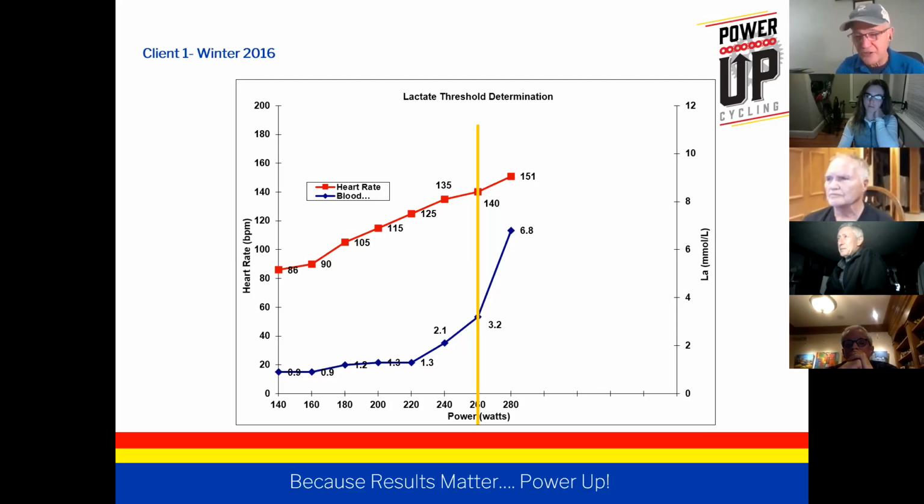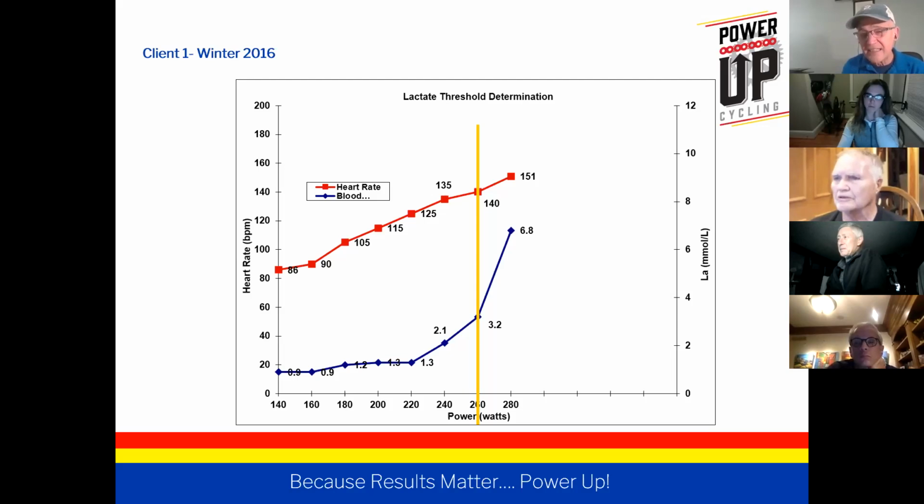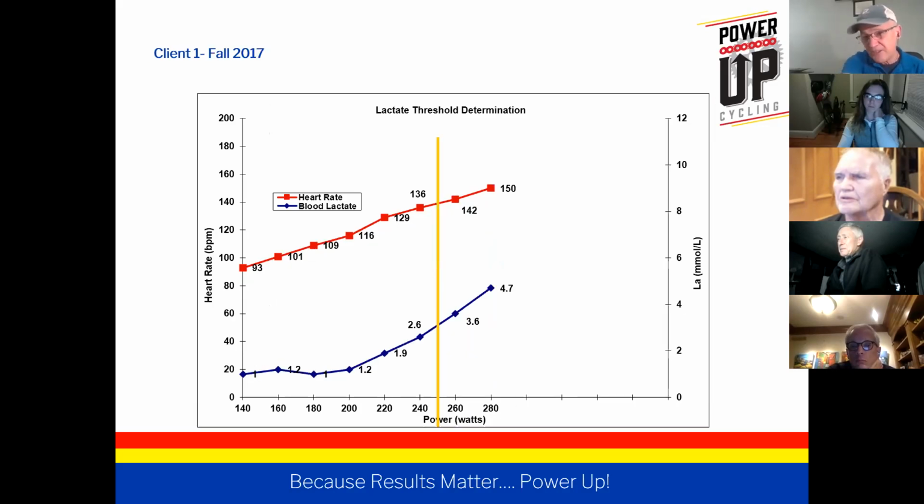To Mike's point, if you're a crit rider with a profile like this, once they went above their threshold, they would be struggling. Whereas somebody with a curve like that can bounce above their threshold, back down, above their threshold, back down, and they would probably be fine.